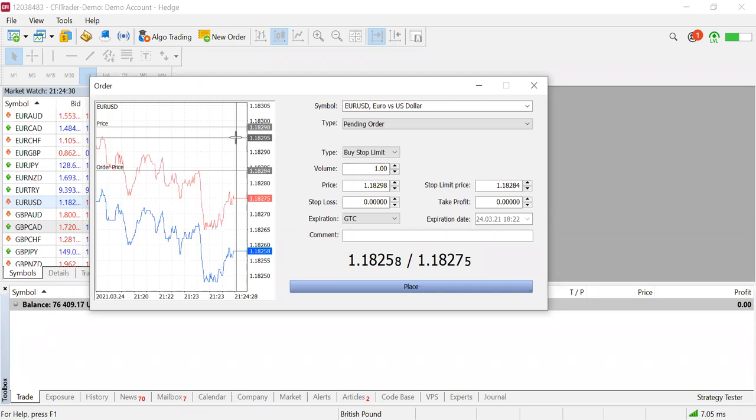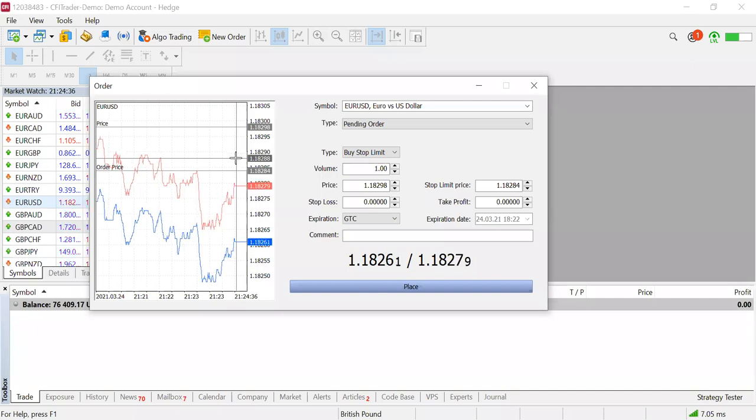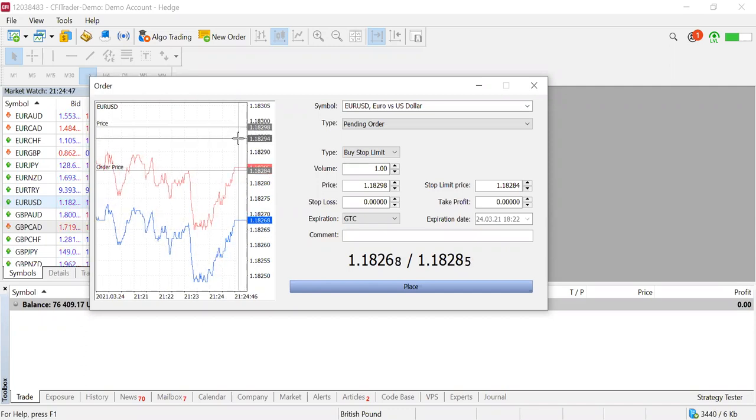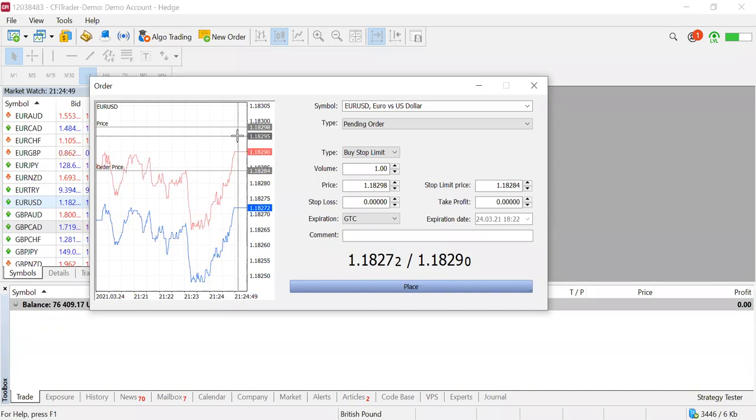Because what happens if the market reaches the order price, which is 1.18284, but let's just say the next price available is above your order price, let's say 1.19, the order will not be executed, okay? And the reason why you would choose this type of order is just to give you more precision, a greater precision in executing the trade, okay? So this is the reason why you would like to have this type of order.